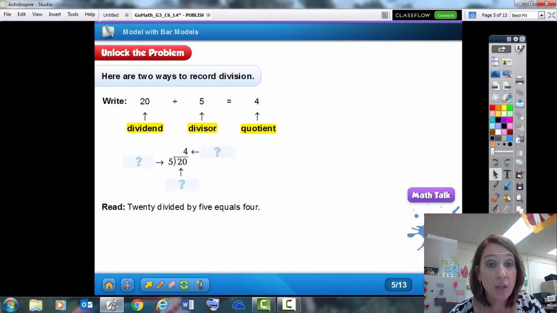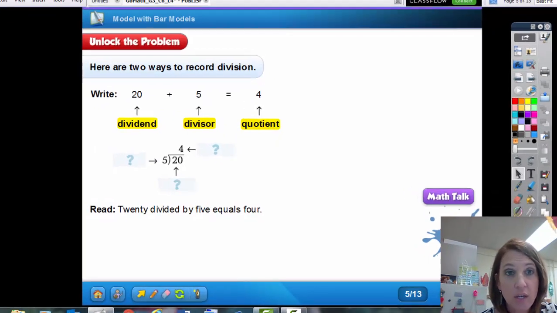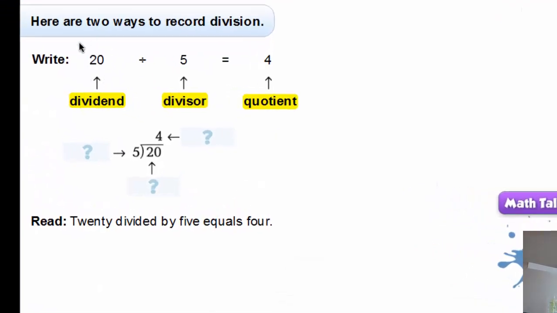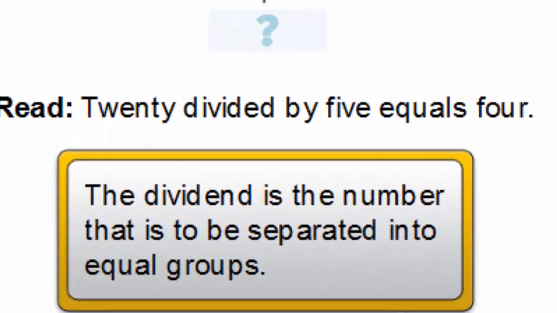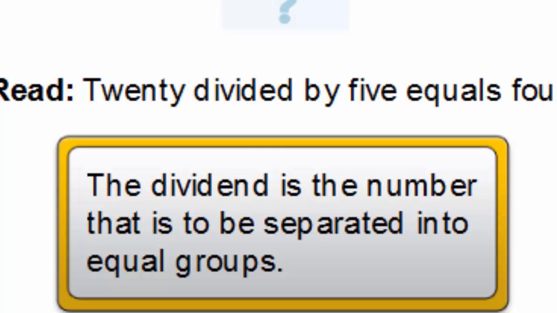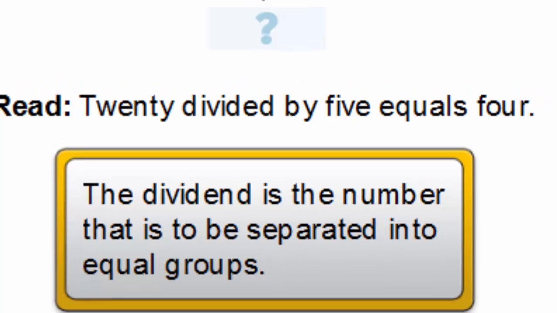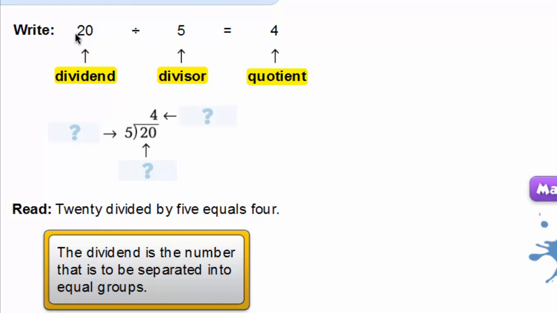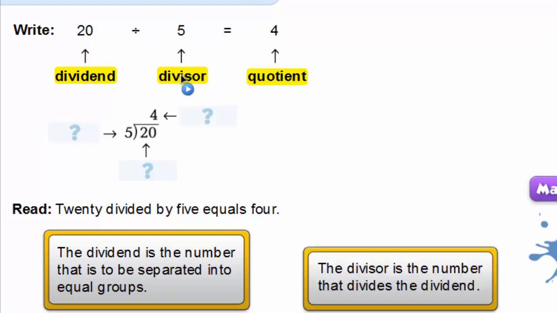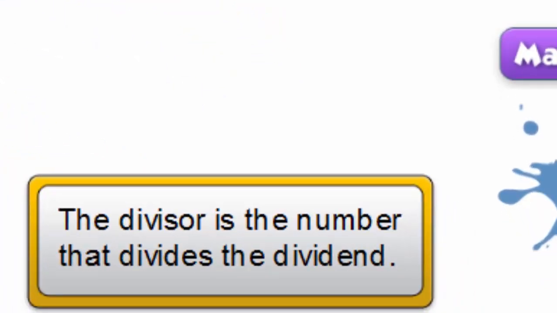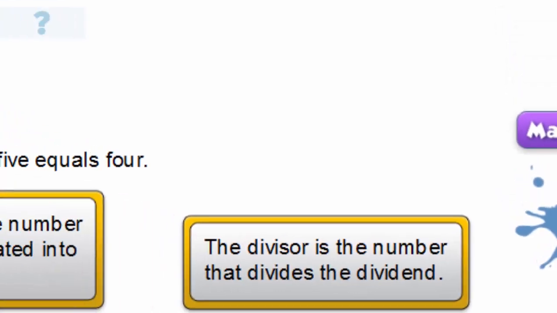Now let's look at 2 ways that we can record or write our division. We can write it with the total number first. This is called the dividend. The dividend is the number that is to be separated into equal groups. So in this case, we had 20 treats that were being divided. There's our division symbol, and here is how many equal groups we were making. This is called the divisor. The divisor is the number that divides the dividend.